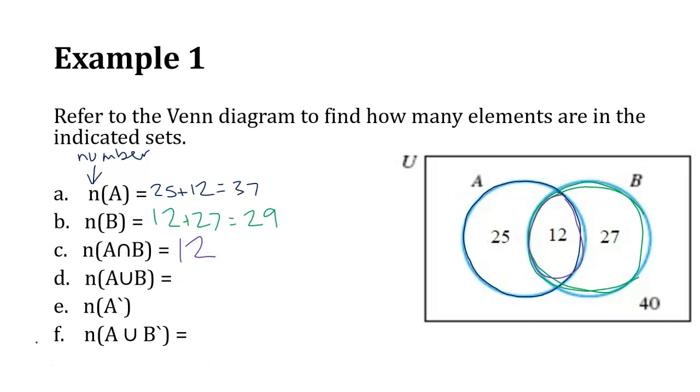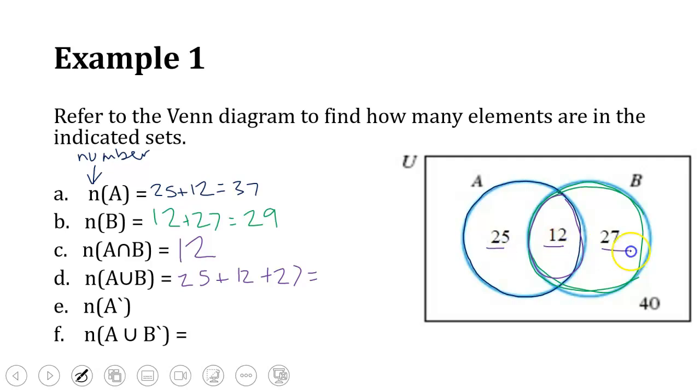So let's look at D. D is asking for a number that is in A or B, or the union. So what do both sets have? That's everything. So we have 25 listed. They both have 12 and 27. Everything between set A and set B. Now, if you notice, I only list 12 once. You do not list it two times, only list it once. So we have 27, 25, 12, and 27. So that answer is 64.